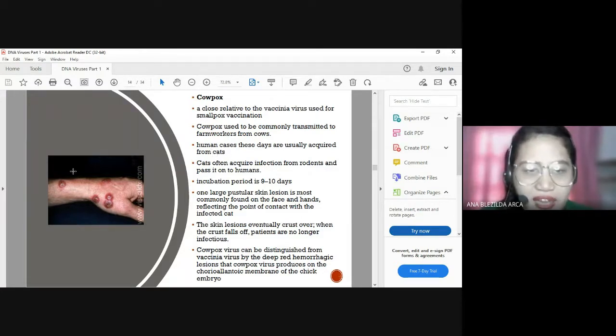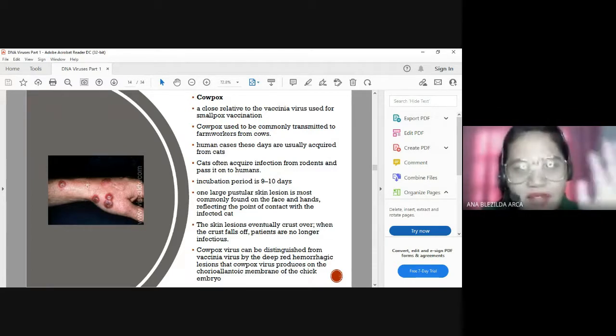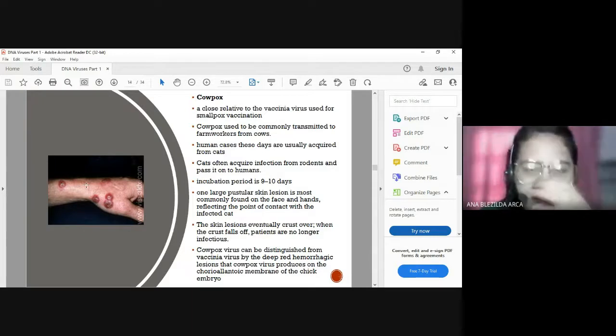So nangyayari ang infection na ito sa mga farm, di ba? Kunyari, sa isang farm, meron ka mga cow doon. Tapos meron din mga animals such as dogs and cats, di ba? So from the cow, yung lesion ng cow, mahahawa yung pusa. And then, yung pusa, lalapit siya sa tao, tapos yung tao, hahawakan niya yung pusa, di ba? That's why, yung mga lesions niya ng tao, makikita mo doon sa kamay na pinanghawak sa pusa. So that's how the humans can get it.